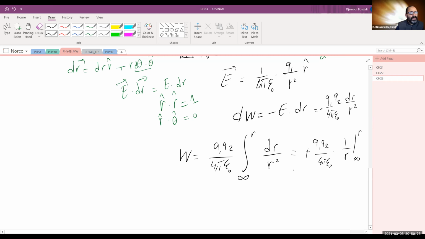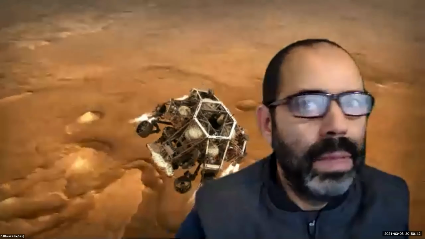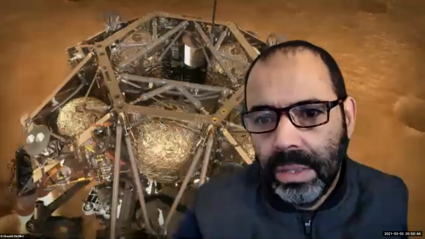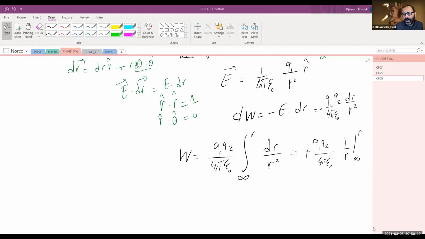Did I fix the sign, or are you guys following me or not? Because the integration of 1 over r squared is negative 1 over r, but I have a negative from the fact that the force and the displacement are 180 degrees with one another. Okay, very good. So now the work is, there was a negative sign in here, and that negative sign fixes everything.